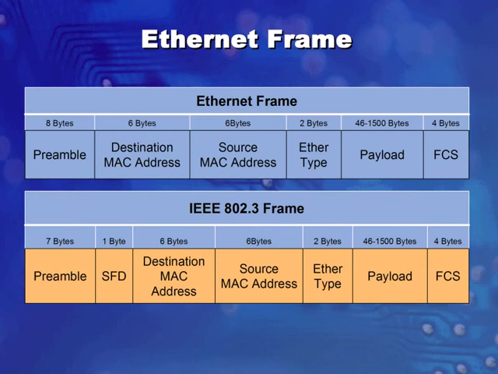Then we have an EtherType field, and then the payload, which would be our IP address and TCP header, and so on. Could be upwards of 1,500 bytes as far as the payload's concerned. And then a 4-byte frame check sequence at the end to verify that the Ethernet frame is good. All right, notice the difference between the Ethernet frame and the 802.3 frame is we changed the preamble from 8 bytes to 7.